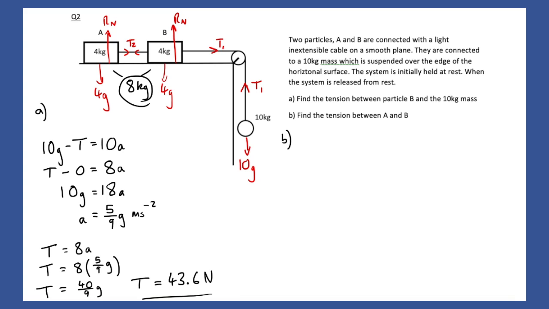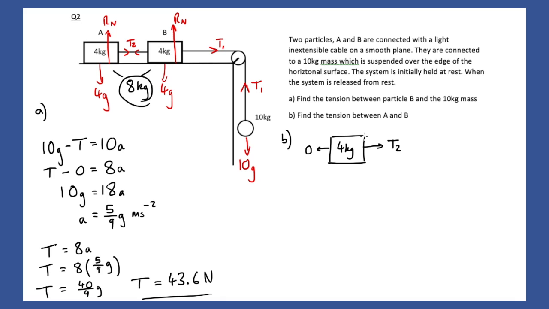Tension between A and B. Okay, so slightly different now. What I'm going to do, and you can do one of two things, you can either isolate A or you can isolate B. I'm going to isolate A because I think the calculation is going to be easier. So we have 4 kilograms. The tension in this direction is T2. That's what we're trying to find.